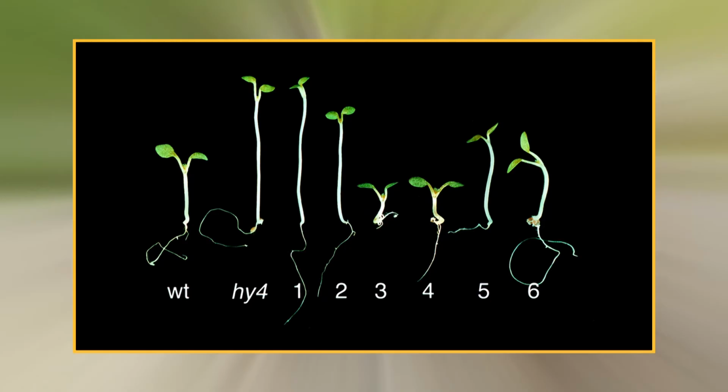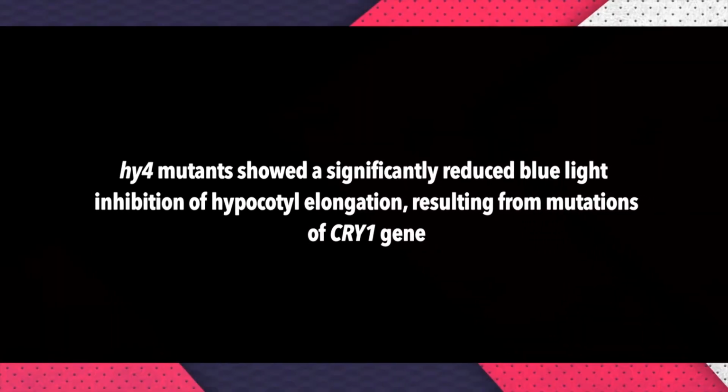Because the hypocotyl inhibition response is easy to monitor and measure, it has become the most widely used assay in the study of cryptochromes. Arabidopsis Cry1 was identified on the basis of the study of the HY4 mutant impaired in blue light inhibition of hypocotyl elongation. When grown in blue light, HY4 mutants showed a significantly reduced blue light inhibition of hypocotyl elongation, resulting from mutations of the Cry1 gene. Transgenic tobacco or Arabidopsis seedlings overexpressing Arabidopsis Cry1 had hypocotyls shorter than those of the wild type when grown in blue light.